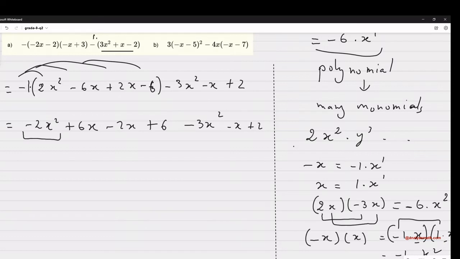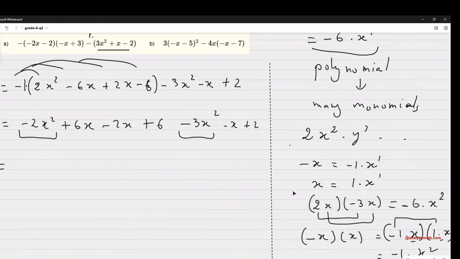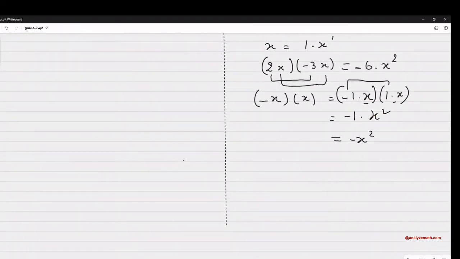We start with the highest power. Negative 2x² minus 3x². Now here we go and review again. How do we add monomials? Now I have negative x² minus 3x².